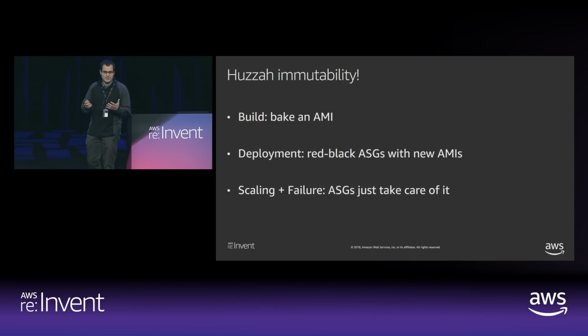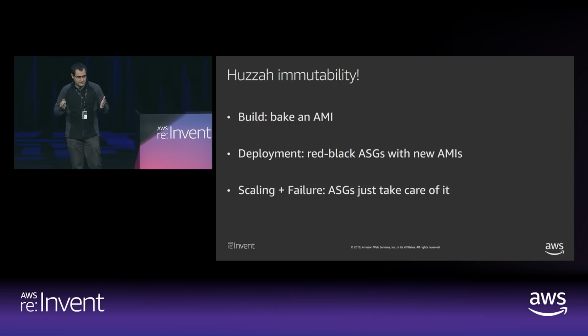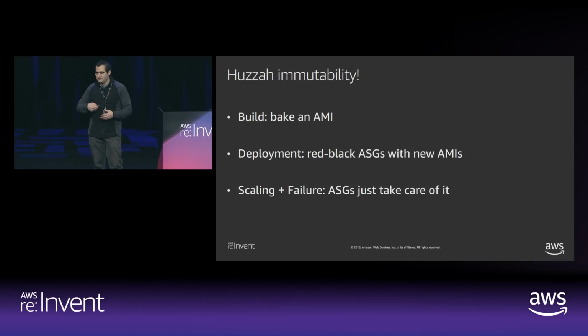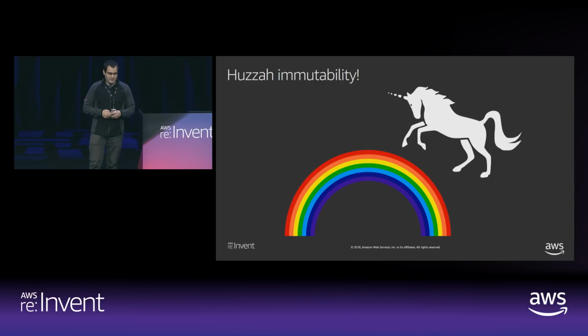The AMI is the state of the instance. To build new code, you just build a new AMI. To deploy, I mean, you have all heard about Netflix's red-black ASG deploys with new AMIs. ASGs, just autoscaling groups, take care of it for you. If something fails, it spawns a new instance. And this is like unicorns and rainbows, right?